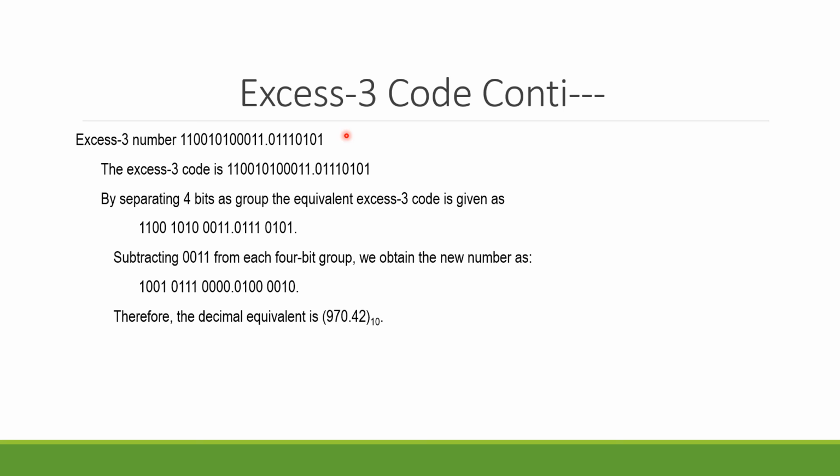So let us recall once again. First of all, suppose an XS3 number is given to us and we have to find the decimal equivalent of the number. Then we simply group the given number into 4-bit groups, and from each 4-bit group we subtract the binary number 3, that is 0011, and whatever groups of 4 are obtained, that number is finally converted into the decimal number.